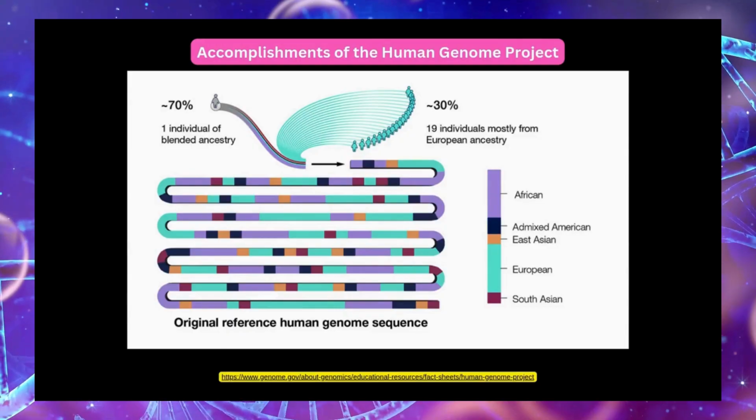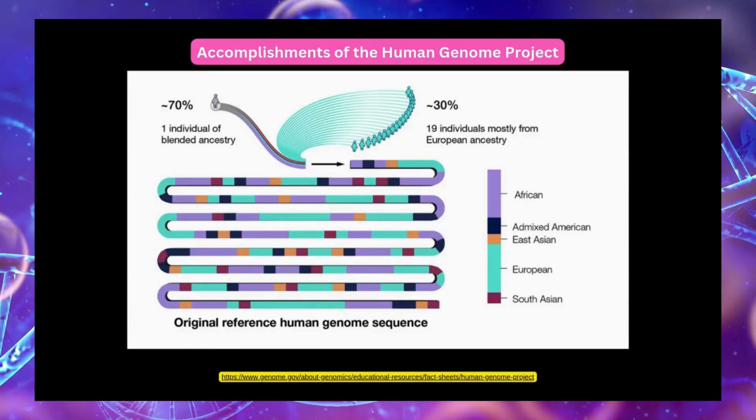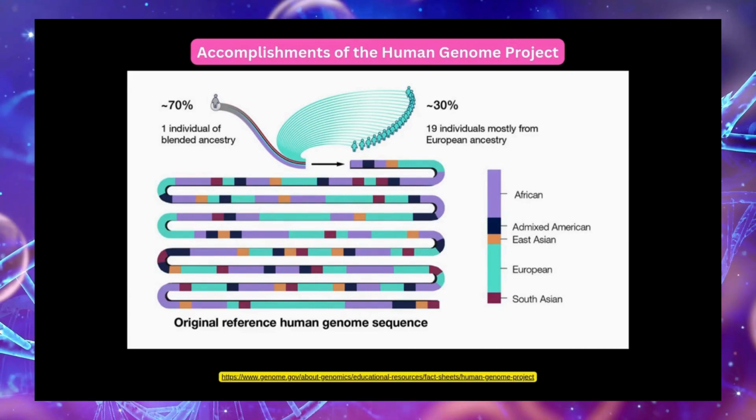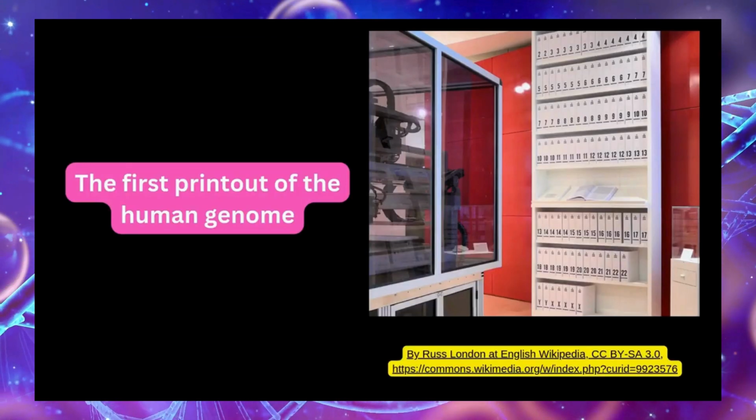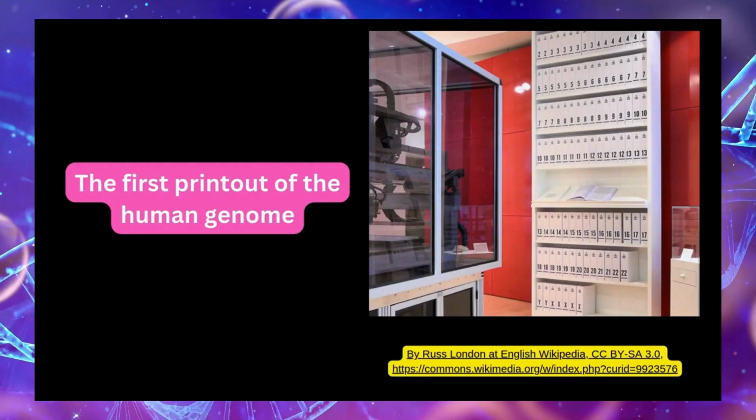The Human Genome Project successfully sequenced approximately 3.1 billion base pairs of the human genome. The first printout of the human genome was showcased as a series of books at the Wellcome Collection in London.